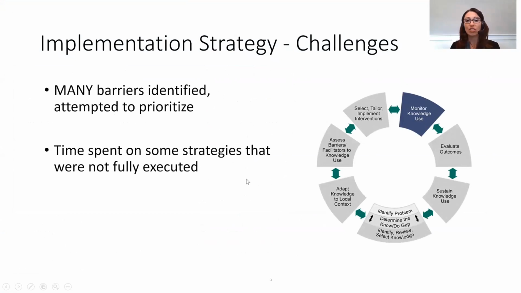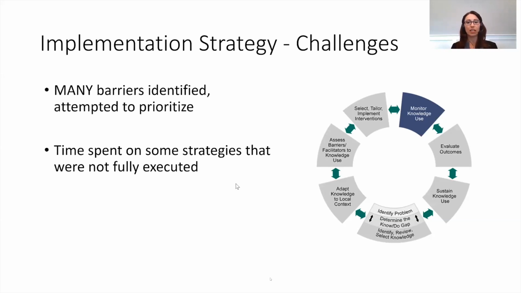We had pages and pages of barriers that were identified by the clinicians, and we did a lot of work to try to prioritize the barriers, but they often shuffled. There were some things that were really big barriers at one time, but a few months later, they were no longer big barriers because there were some operational changes or some other thing that happened within the clinical context that made them no longer a barrier. So they were a little bit of a moving target.